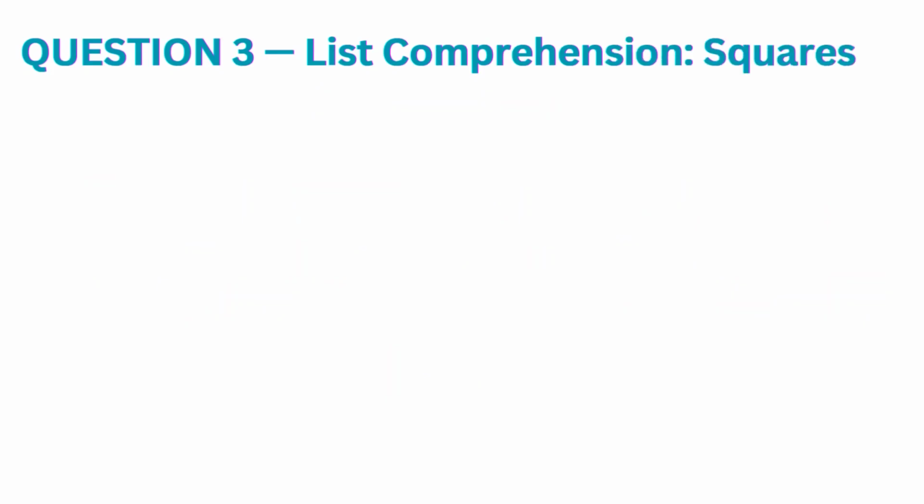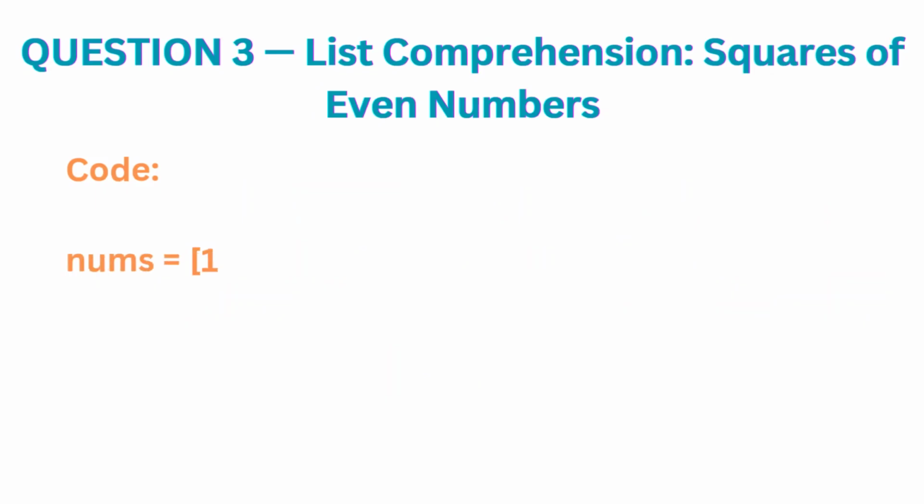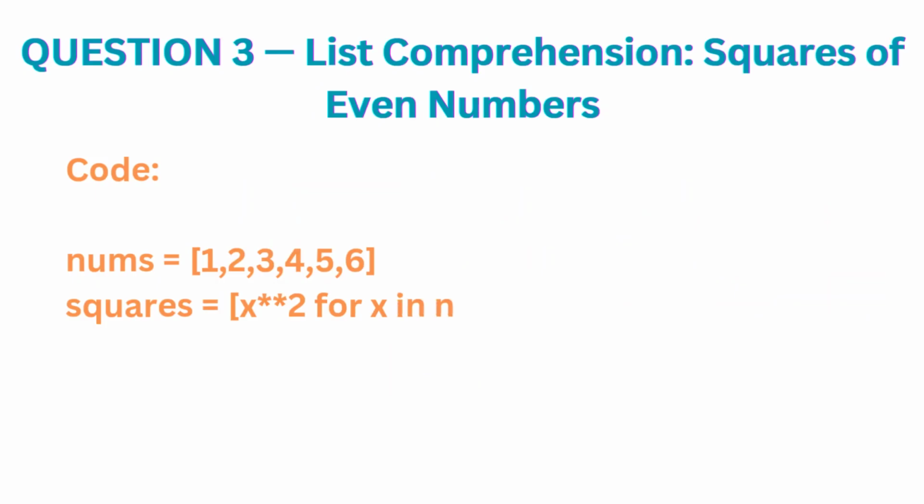And the next question is list comprehension squares of even numbers. To find the squares of even numbers, we have initialized some numbers as 1, 2, 3, 4, 5, 6, and it should first choose the even numbers and then find their squares. So square should be x raised to the power of 2 for x in nums if x modulo 2 equal to 0. That means if the number is even, then that should print the square of the even numbers. This is the efficient way to filter and map using list comprehension.